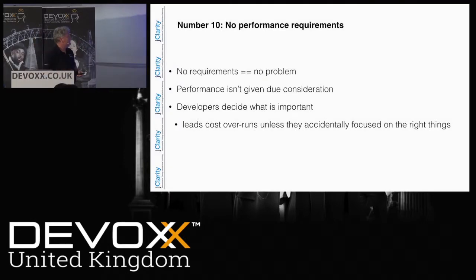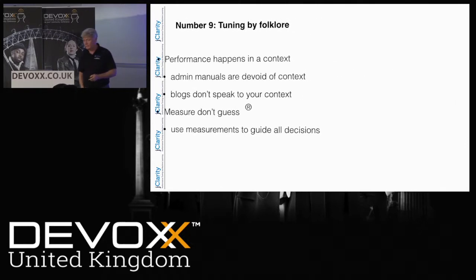Okay, and so the performance isn't given due consideration. These are the teams that we generally find have the most problems with performance when they actually go to deploy. And that usually ends up in a lot of cost overruns.